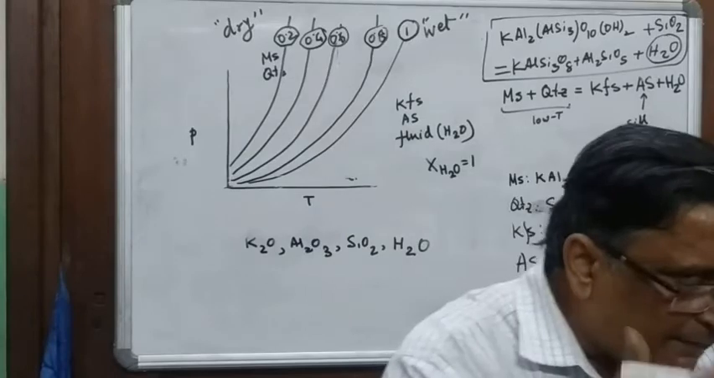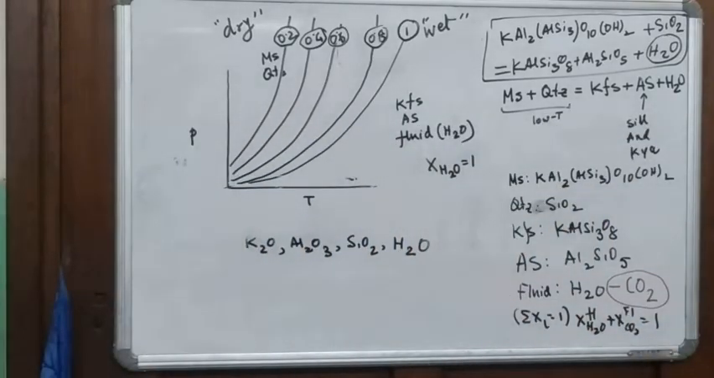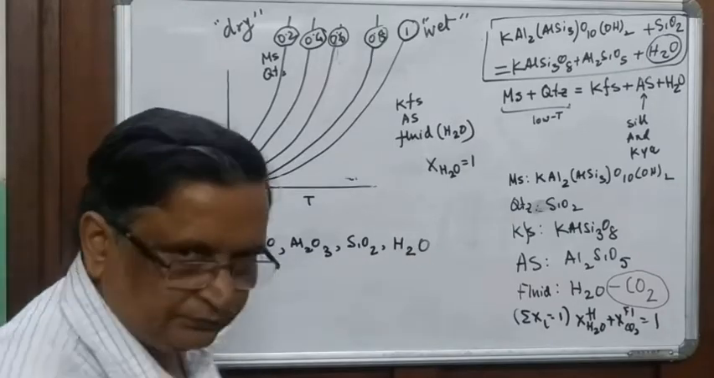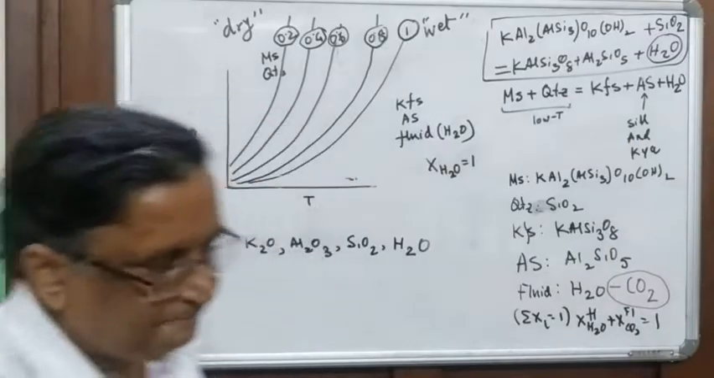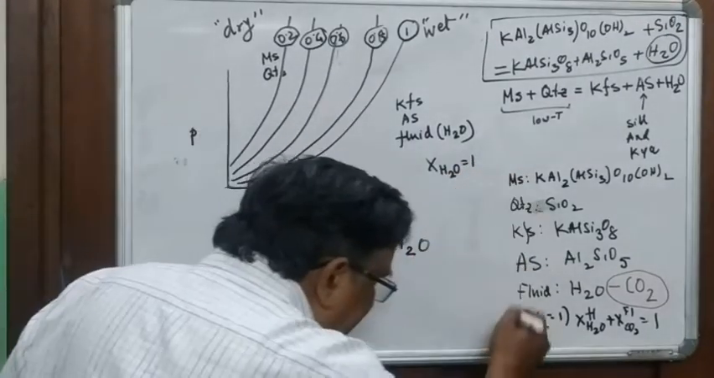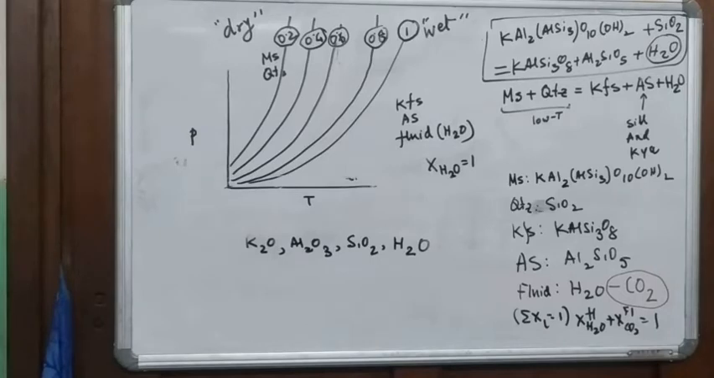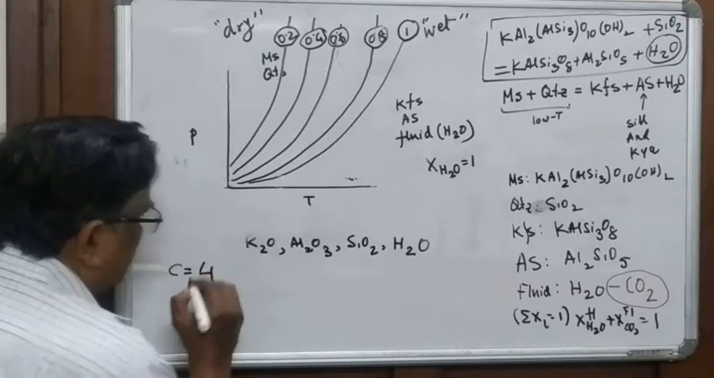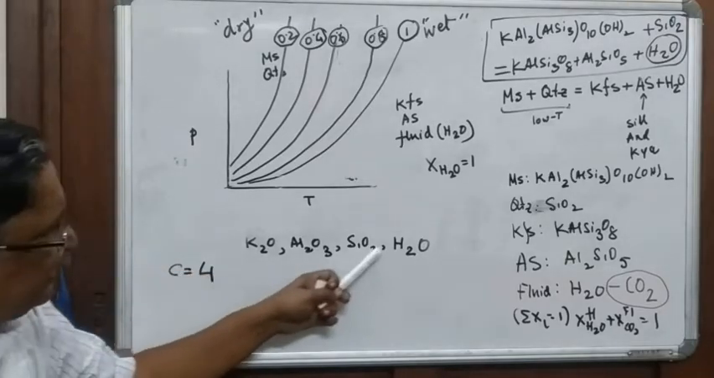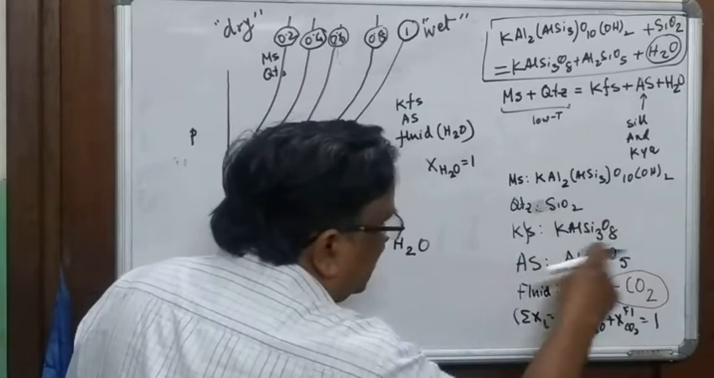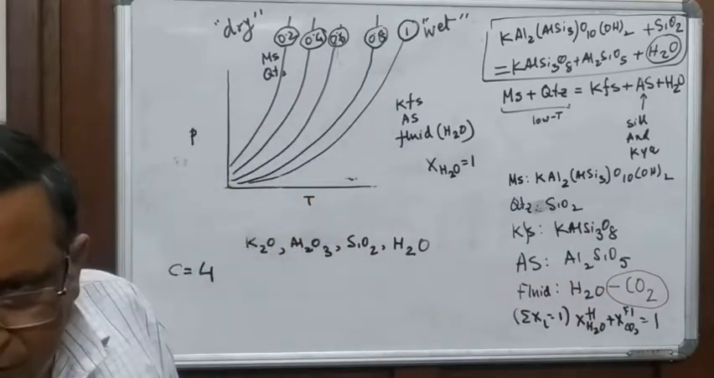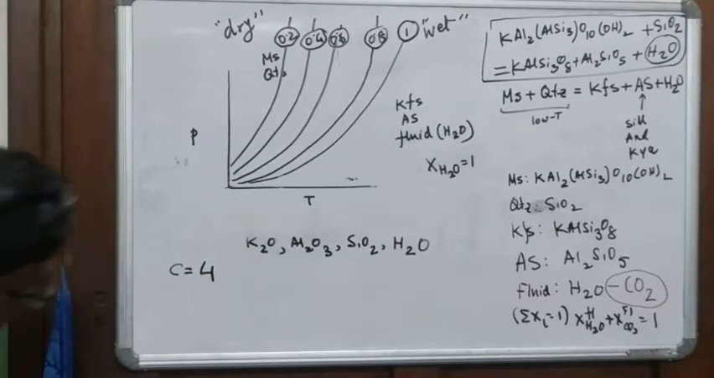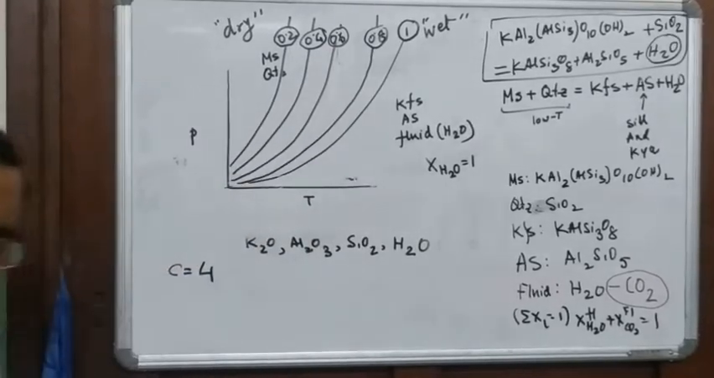It could be written in some other way, but it doesn't matter. K2O, Al2O3, SiO2, H2O: a 4 component system, where all the phases are there. So here C is equal to 4. 1, 2, 3, 4. You see, I can write all formulas in terms of K2O, Al2O3, SiO2 and H2O. All formulas. So here C is equal to 4.